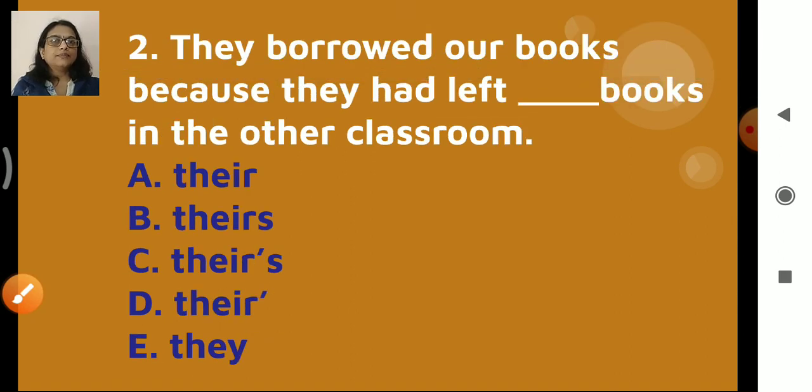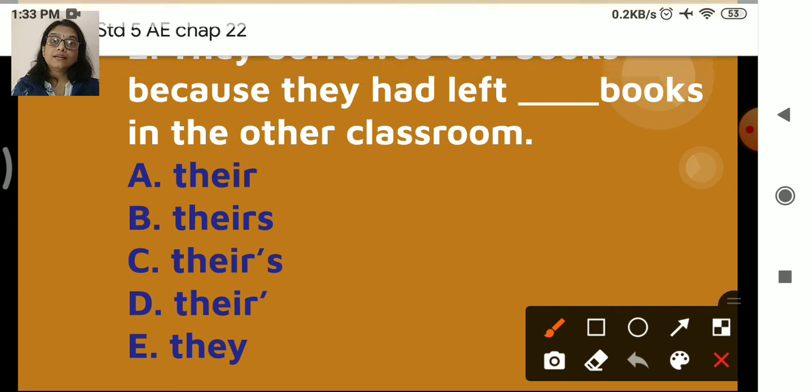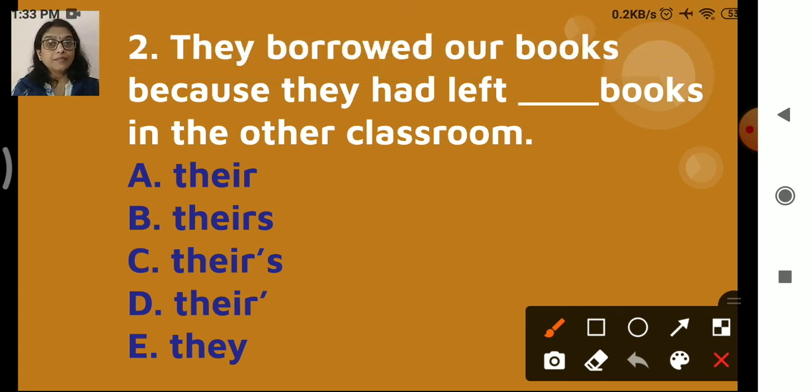Next one. They borrowed our books because they had left dash books in the other classroom. So here what will be the answer? There, theirs, theirs, there and they. What do you think? Yes, the answer should be option A. Their books in the other classroom. Okay, why not theirs? Apostrophe S will not be coming here.